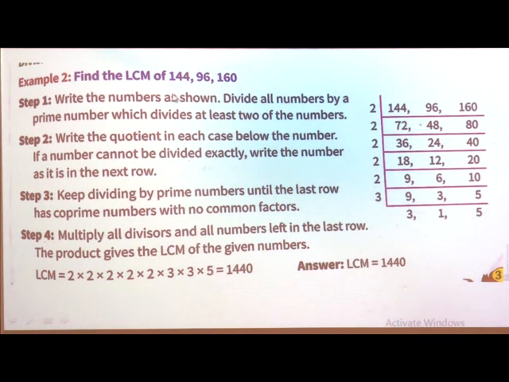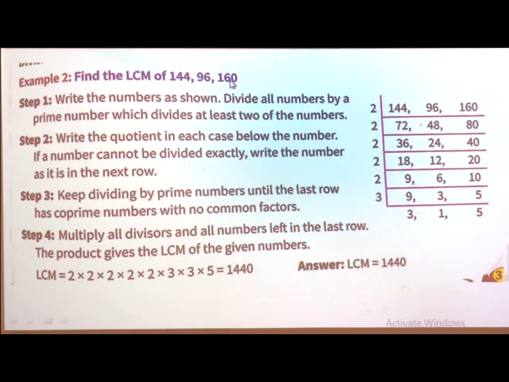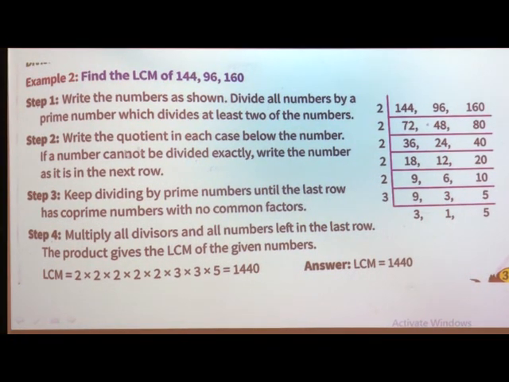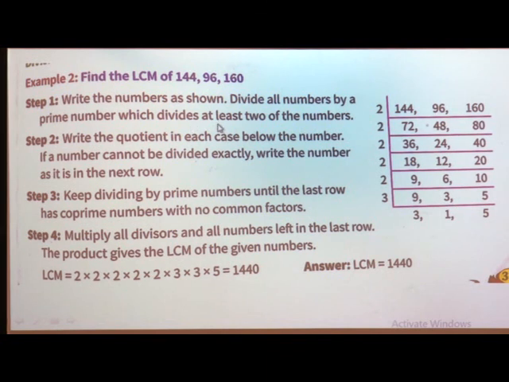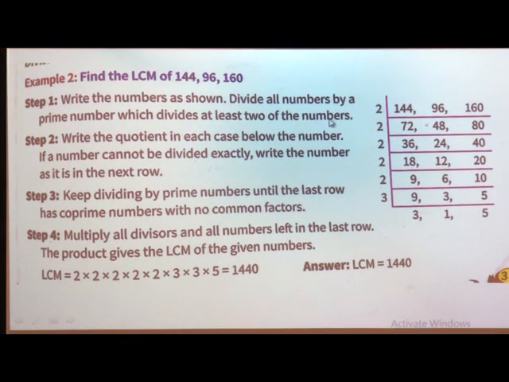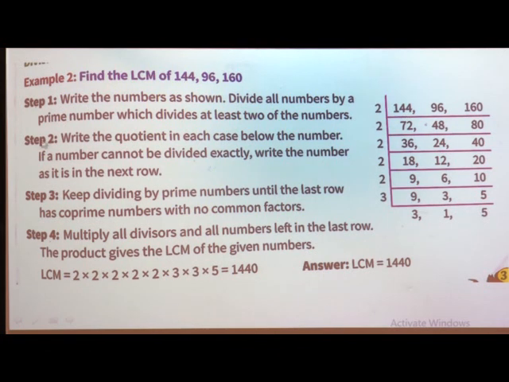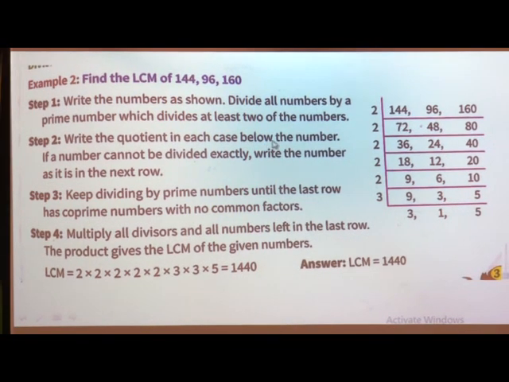Here we have 3 numbers: 144, 96 and 160. Write the numbers as shown. Divide all the numbers by a prime number which divides at least 2 of the numbers. We have to find such a prime number that can divide at least 2 numbers out of the 3. Then write the quotient in each case below the number.